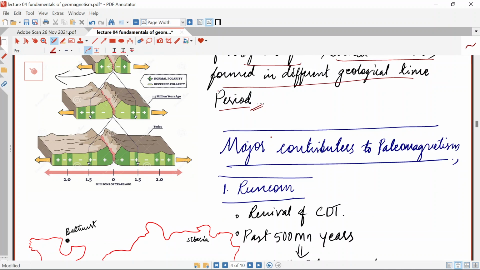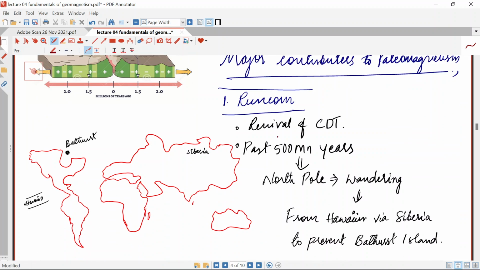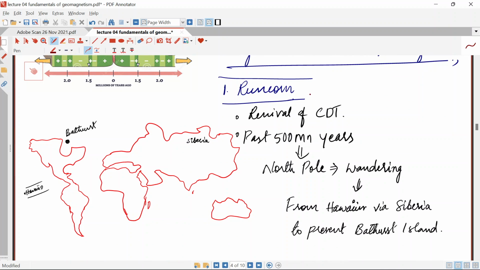Now let's see the major contributions made to paleomagnetism. The first major contribution was made by Runcorn. He said that there is a continental drift that takes place in paleomagnetism. He revived the continental drift theory, and he said that over the past 500 million years the north pole of the earth has been wandering from the Hawaiian Islands. It started near Hawaii, went via Siberia to the present Bathurst Island.